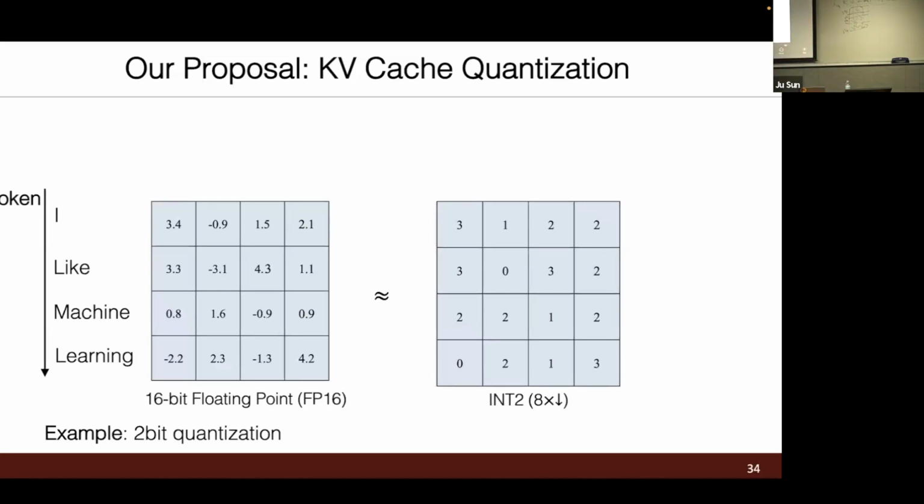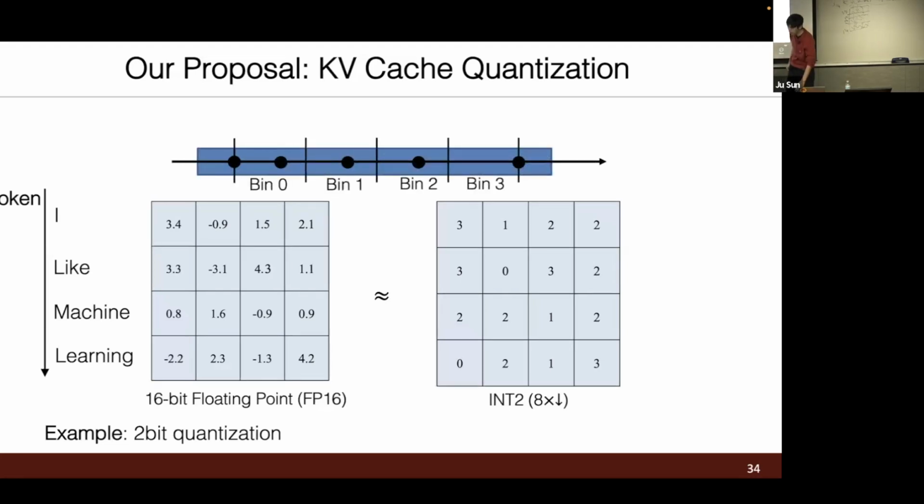This is, for example, either the K matrix or the value matrix. Each row is a token embedding, and each column refers to an embedding dimension. Originally, the KV cache is stored using floating point 16 numerical precision, so every floating point number takes 16 bits of storage. Here, I will take 2-bit quantization as one example. In 2-bit representation, we only have 4 different numbers, from 0 to 3. So the first thing we need to do is map any original full precision matrix to the range from 0 to 3.